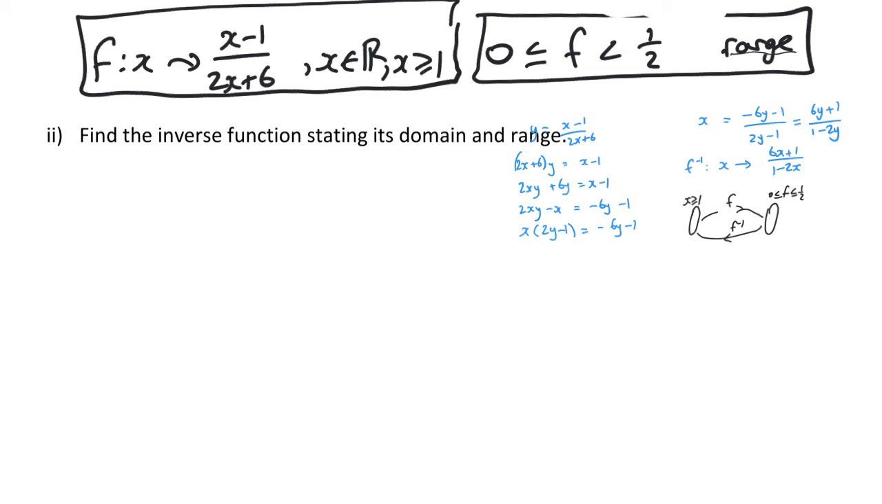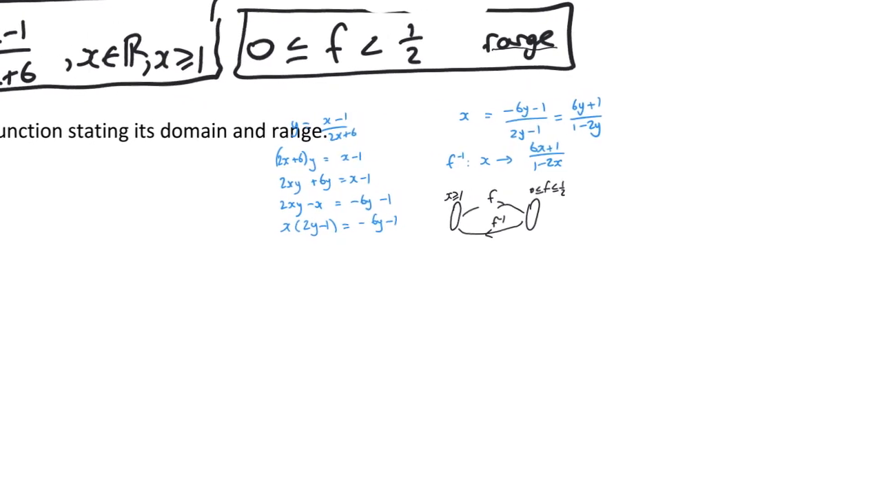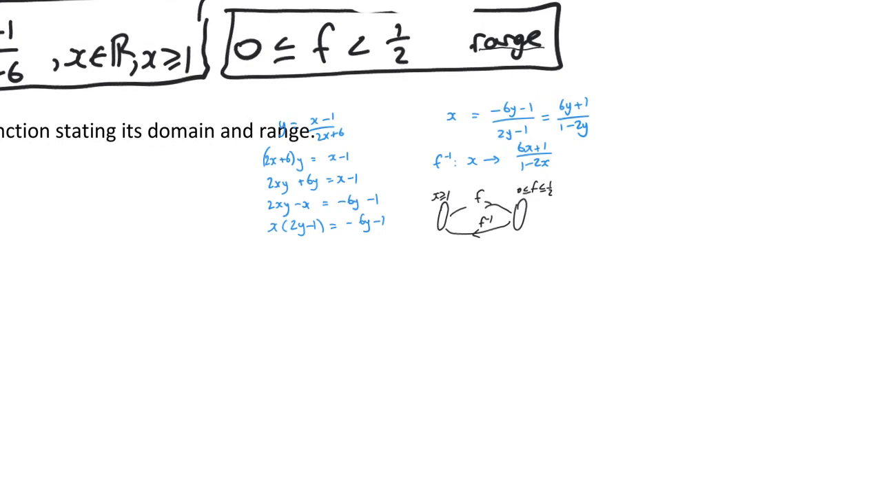So the f to the minus 1, which we've said is 6x plus 1 over 1 minus 2x, is only going to exist where x belongs to the real numbers, such that 0 is less than or equal to x, which is less than a half. So that's the domain. And the range is going to be f to the minus 1 belongs to the real numbers, such that f to the minus 1 is bigger than or equal to 1. So the range and the domain have switched positions.